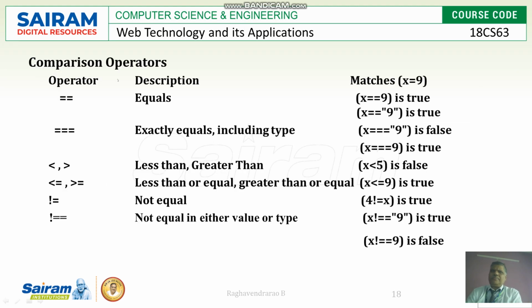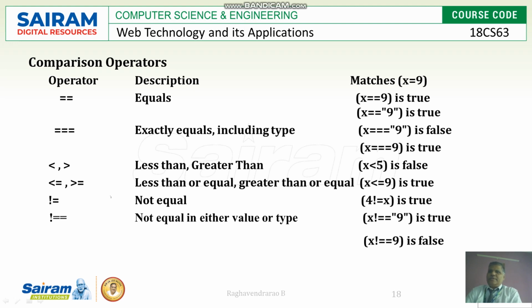Here is the comparison. This is the operator description. The double equal sign is a condition. Now it is matching x with 9. Is x equal to 9? Yes, it is true. With double equal to, it says true, but when you use triple equal to, it says false. But x triple equal to 9 is true, because this 9 is an integer and this 9 is also an integer, hence it is true. But here it is wrong.